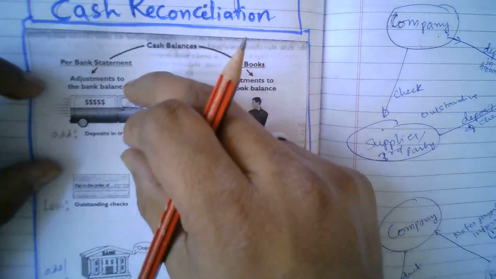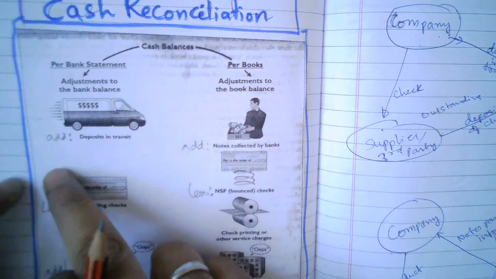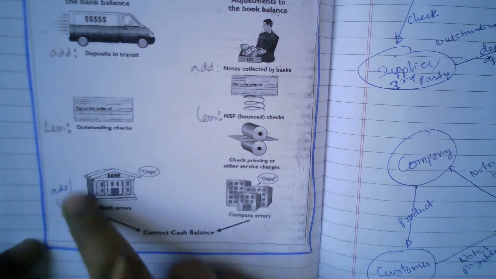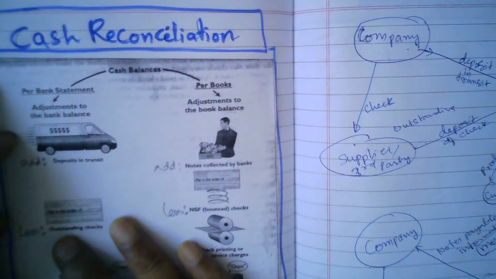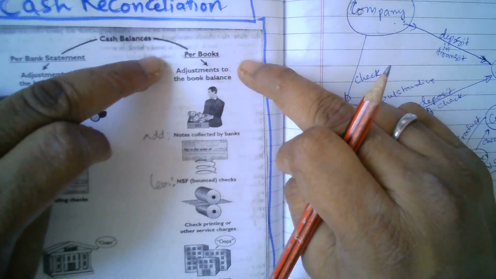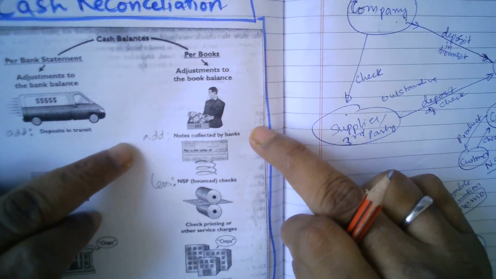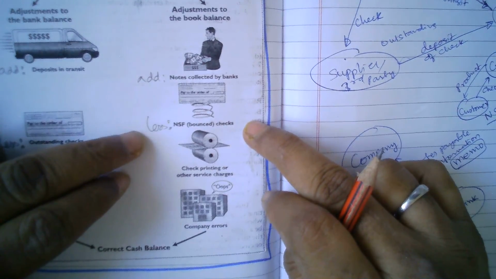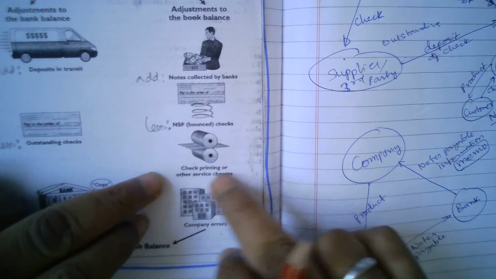Look at the left side, bank. First you take the opening balance, then you add the deposit in transit, then you less the outstanding check, and then you add or less the errors. Similarly, on the company side, you take the opening balance of the company, then you add the notes collected by bank, then add or subtract the NSF checks. Next, printing or other services.